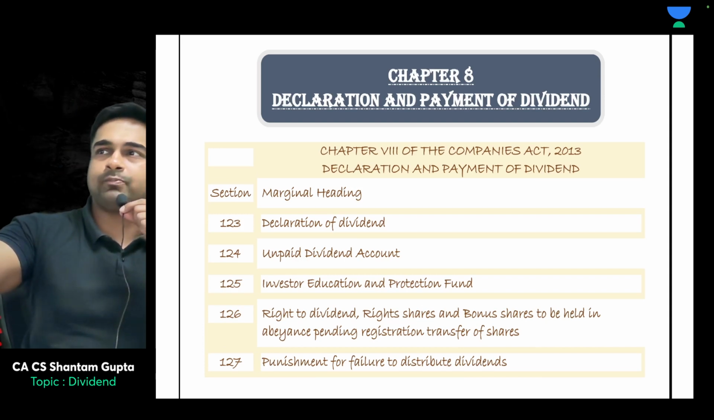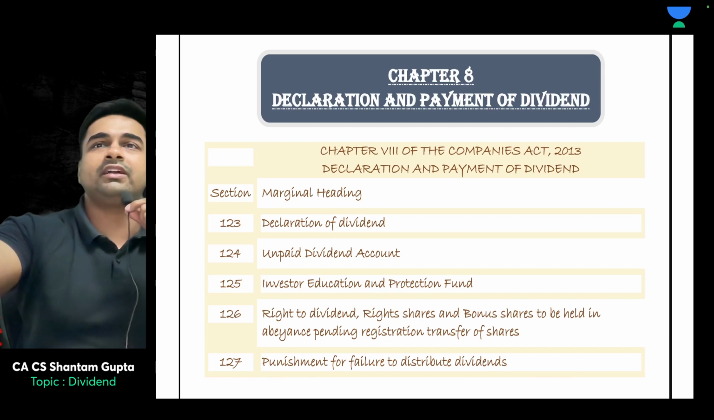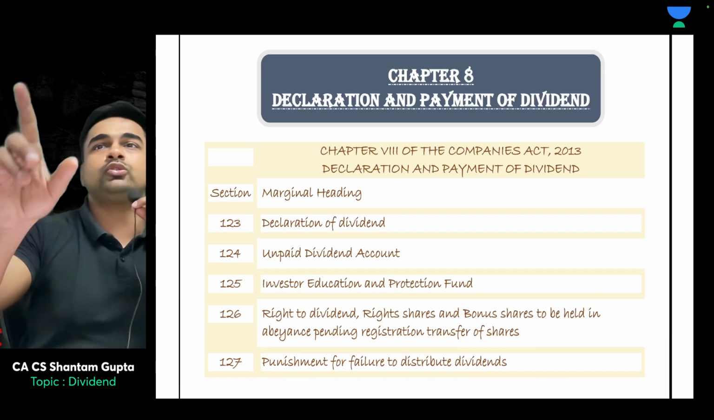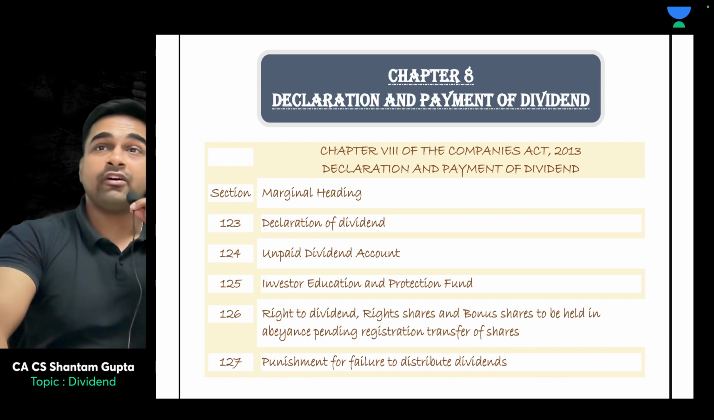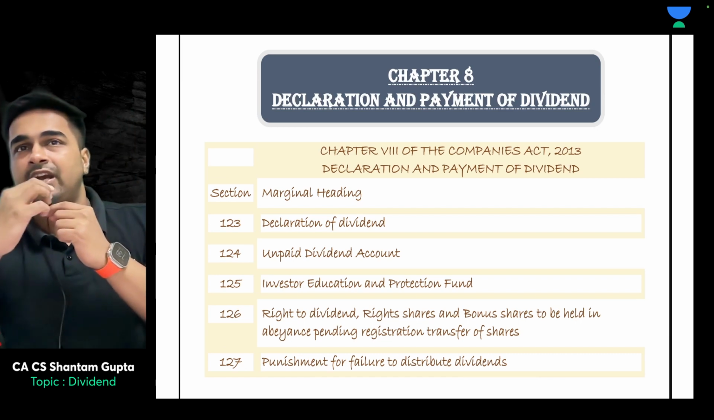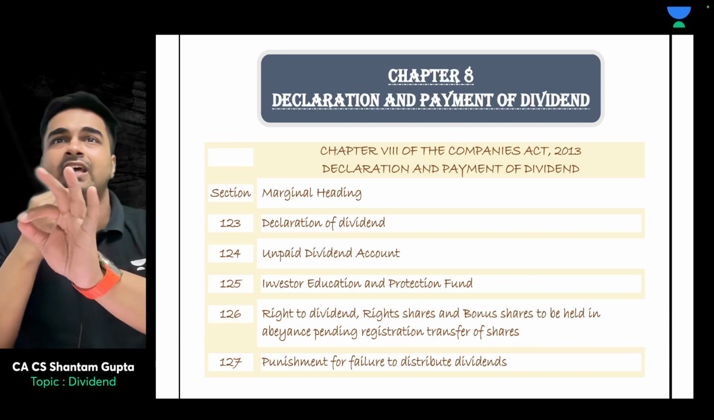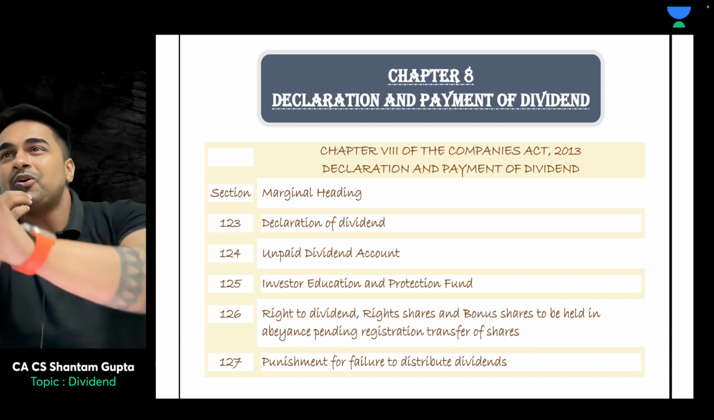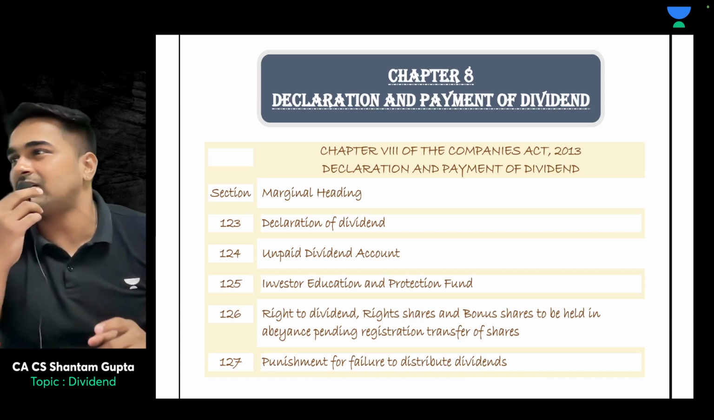One point which was there. Once the dividend is declared, it has to be paid within a period of 5 days. That is, it has to be kept in a separate bank account within a period of 5 days. Who is the dividend paid to? The registered holder who is there in the books of the company. Register of members. What is the section number?